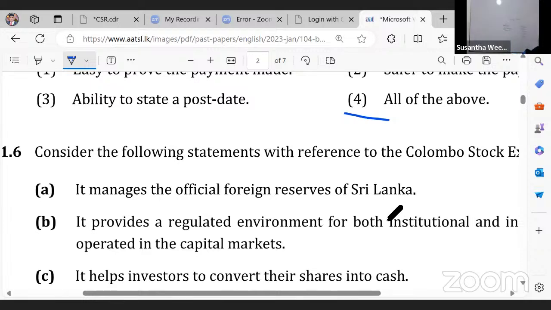Consider the following statements with reference to the Colombo Stock Exchange. What do you know about the Colombo Stock Exchange? Right? The Colombo Stock Exchange is dealing with what? Stocks, that means shares. Right? People can buy and sell shares in the Colombo Stock Exchange. We'll see what those statements are.